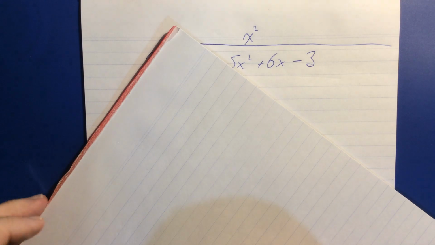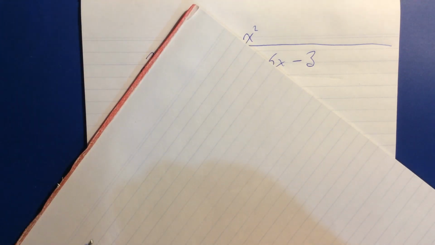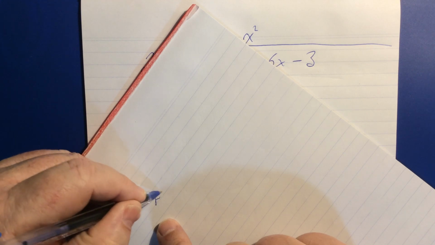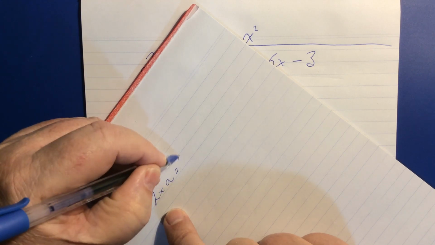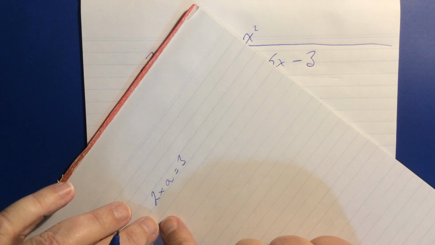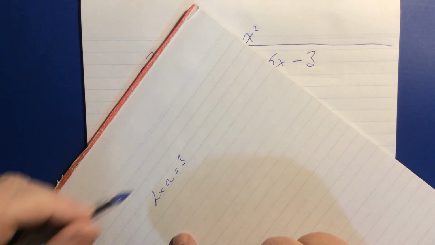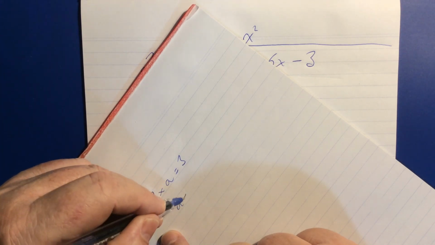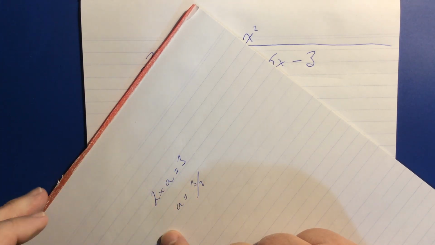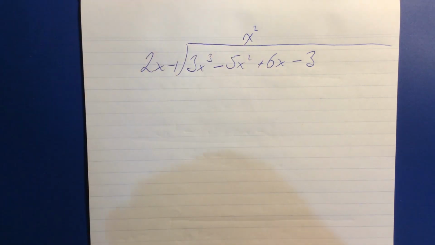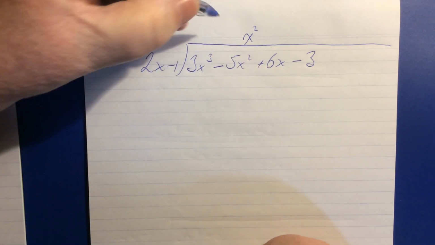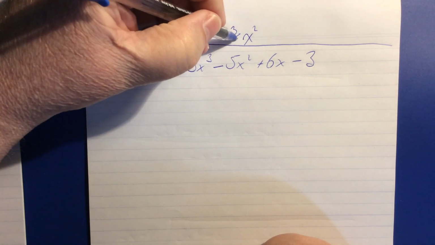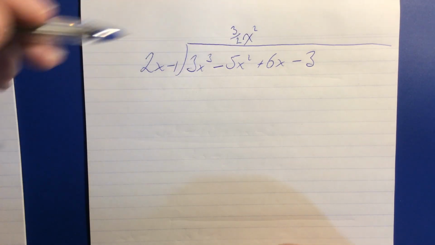Here's how I can work this out in my head, and probably you can too. But here's the method: 2 times a equals 3. This is how you solve these problems for much more difficult numbers. So a is equal to 3 over 2. There we are, so the first part of this problem is solved. I've got to multiply 2x minus 1 by 3 over 2 x squared.